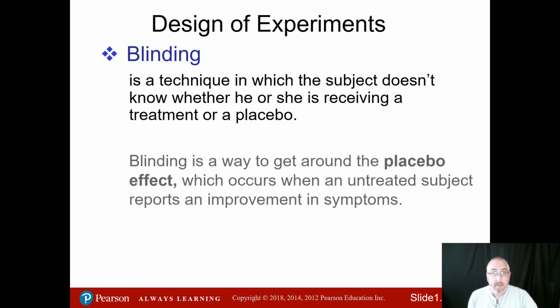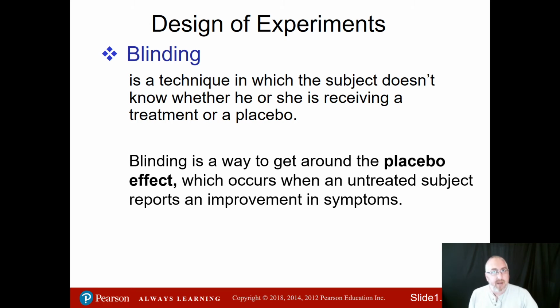Next, we got blinding. So blinding is a technique in which the subject doesn't know whether he or she is receiving a treatment or a placebo. Blinding is a way to get around the placebo effect, which occurs when an untreated subject reports an improvement in symptoms. So I'm sure most of you have heard of placebos. So placebos just means it's a sugar pill or something like that that makes you think something's going on, but nothing's going on. So now, blinding on the surface seems like a really good idea, but sometimes experimenters give it away. They have little facial cues that the subjects pick up on and say, oh, I know I'm getting the placebo, or oh, I know I'm getting the medicine. So that kind of gives it away.